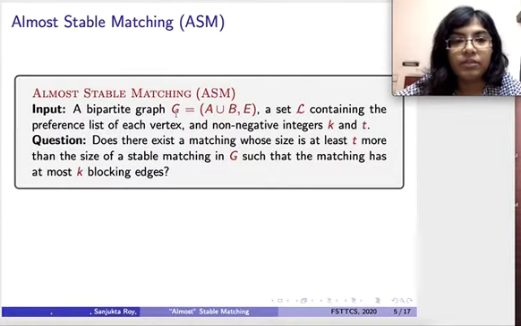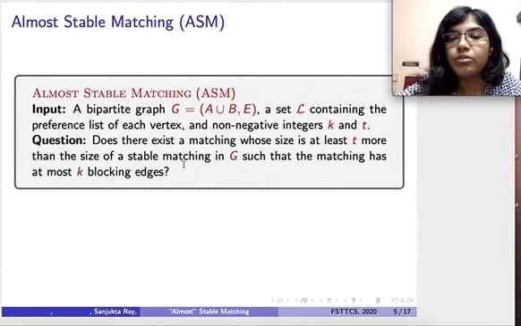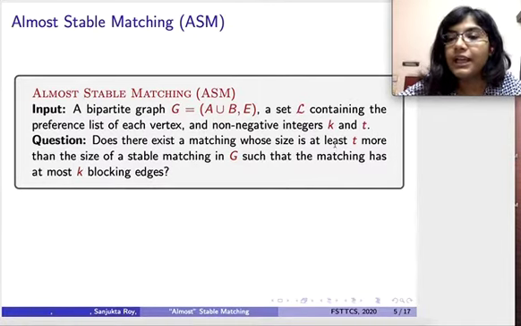I have this bipartite graph G, A union B, and they have preferences as you saw in the previous example, and we are given two integers k and t. Now we want to find a matching which has at most k blocking edges. It's not stable anymore, it has at most k blocking edges, and the size is at least t more than any stable matching in G.